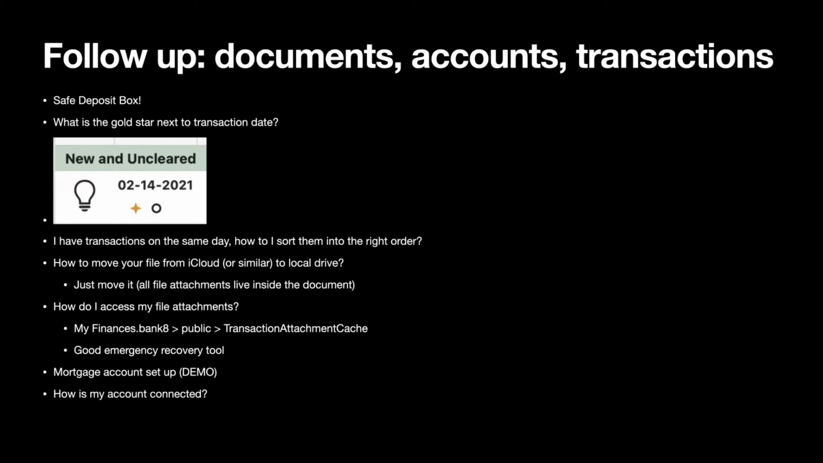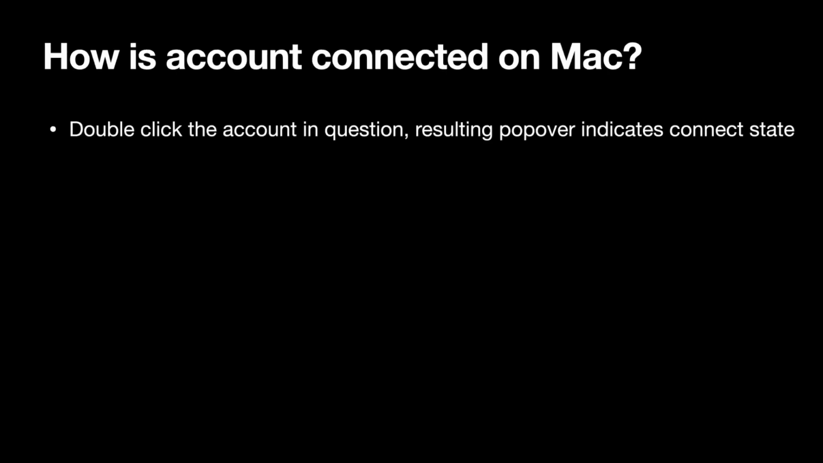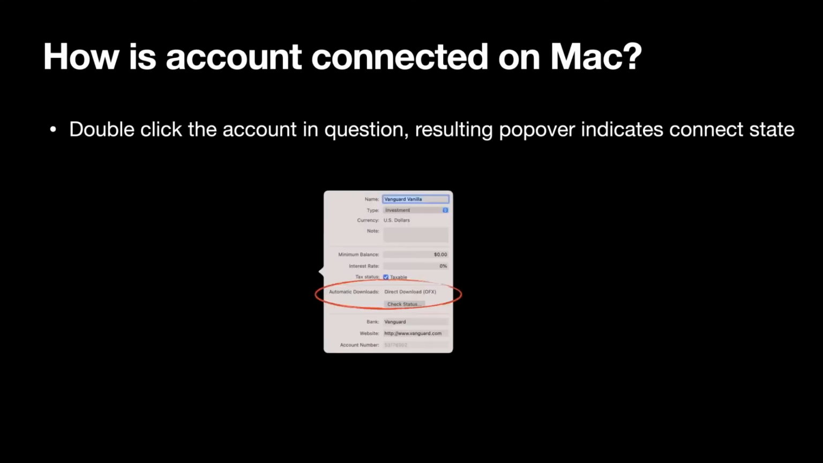So another person wanted to know how do I know how my account is connected? Is my account connected using direct access? Is it connected using direct connect, also sometimes known as OFX? Is it not connected at all? And so to see that, what you do on the Mac is you go to the account in question, you double click it, and you'll get a popover that shows you the status. So here is a screenshot of that popover. In this case, you can see this is connected as a direct download, also known as OFX, and that's how this account is connected.